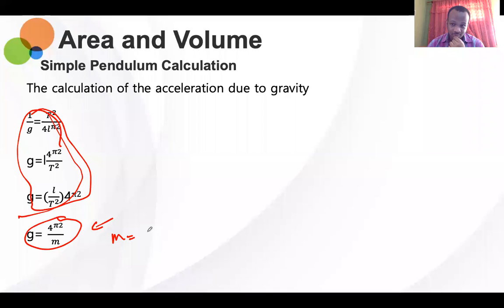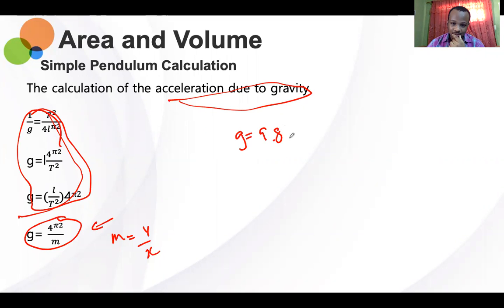Our gradient. So if we plug in our gradient right here, we should be able to calculate g. And remember we spoke about g the day before yesterday? g is the acceleration due to gravity, right? And that is equal to what? 9.8. That is the calculation for g.